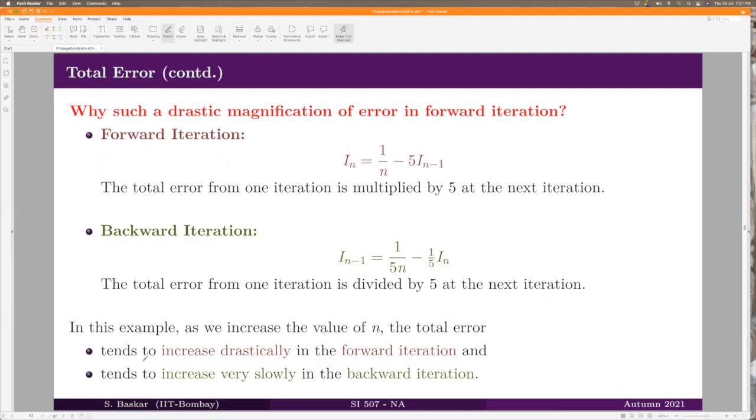So the conclusion is, in this example, as we increase n, the total error tends to increase drastically in the forward iteration, whereas in the backward iteration the total error tends to increase very slowly. It increases, but only by 1/5 of the previous error in the backward iteration. So that's the final conclusion of this example. It also tells us that we have to be careful in handling computers while we do scientific computing.